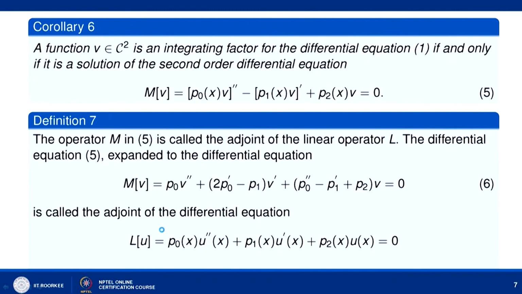Now, as we have already discussed, a function v belonging to C2 is an integrating factor for the differential equation 1 if and only if it is a solution of the second order differential equation p naught x v double dash minus p1 x v dash plus p2 x v equal to 0. How it comes, let us see like this.